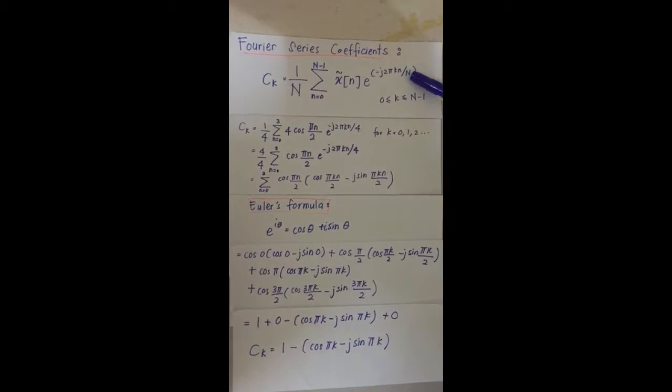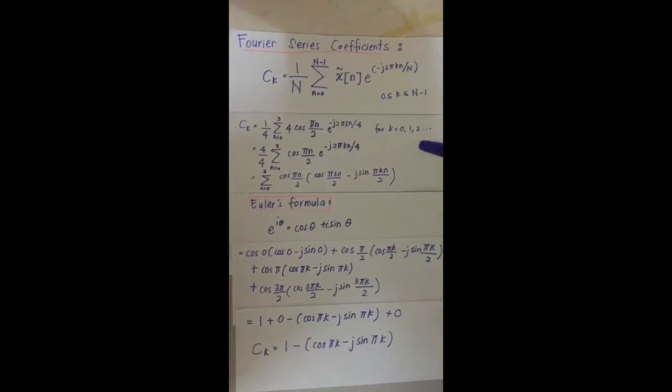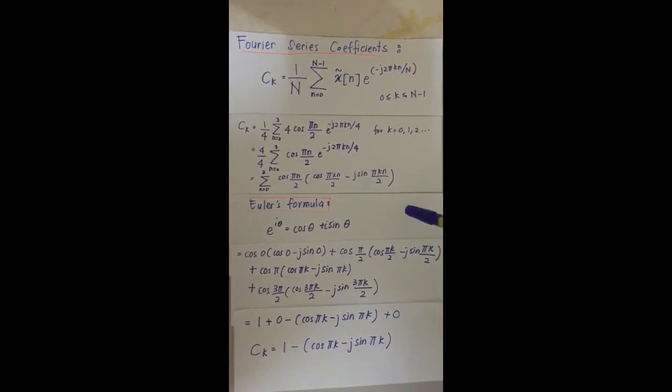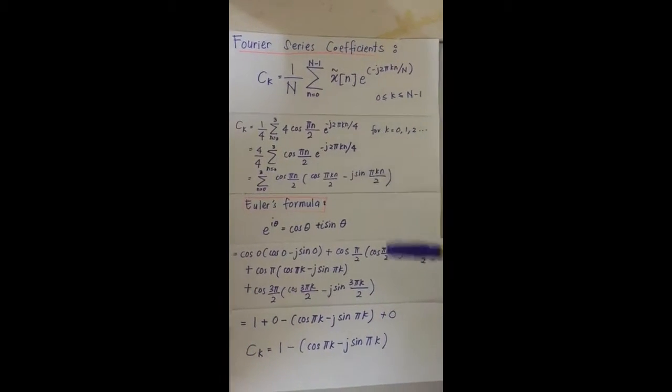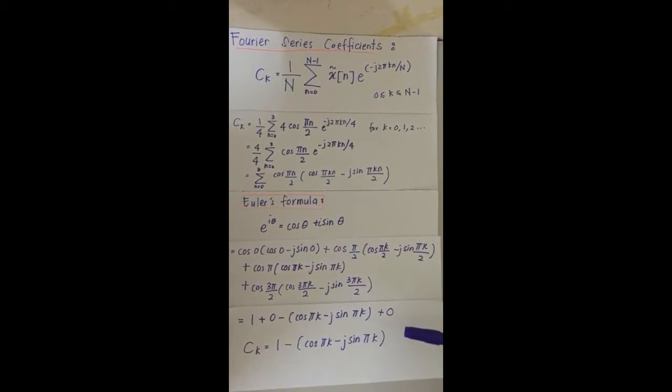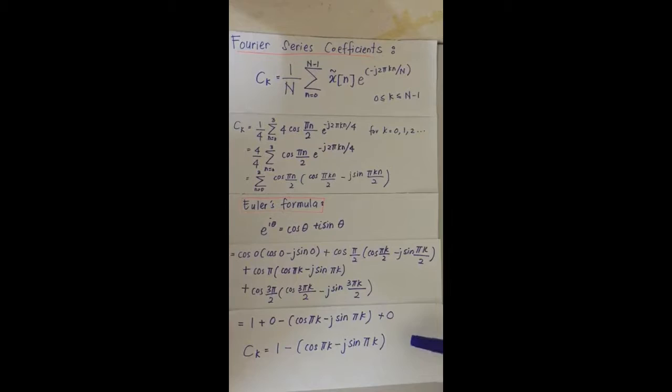For the second step, we should find the Fourier series coefficient, which is c k. To simplify the equation, we will use the Euler formula, which is in this step. And then we will get the last answer, c k is equal to 1 minus, in the bracket, cos pi k minus j sin pi k.